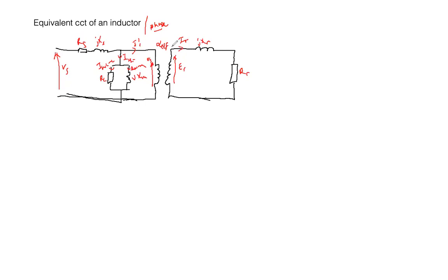But it's still ES over ER. That's our turns ratio. So the effective ratio is still ES over ER, which is also equal to IR over IS. So it's still the same. Here we have IS. I forgot to write this one down. Okay, so that's what we have so far.